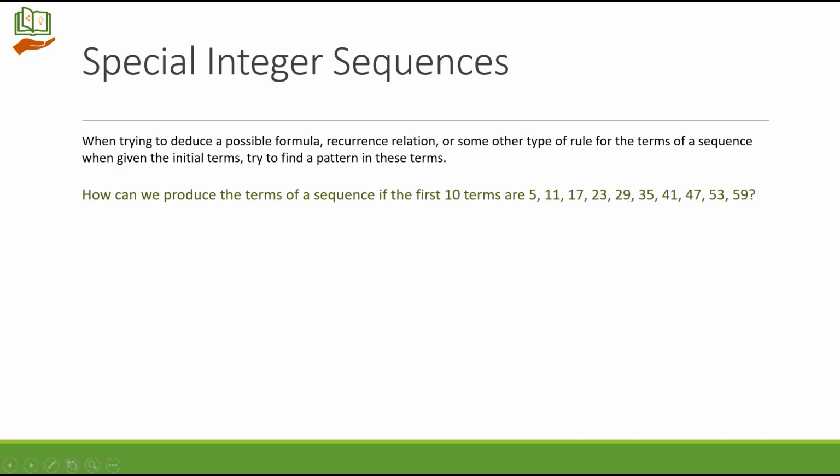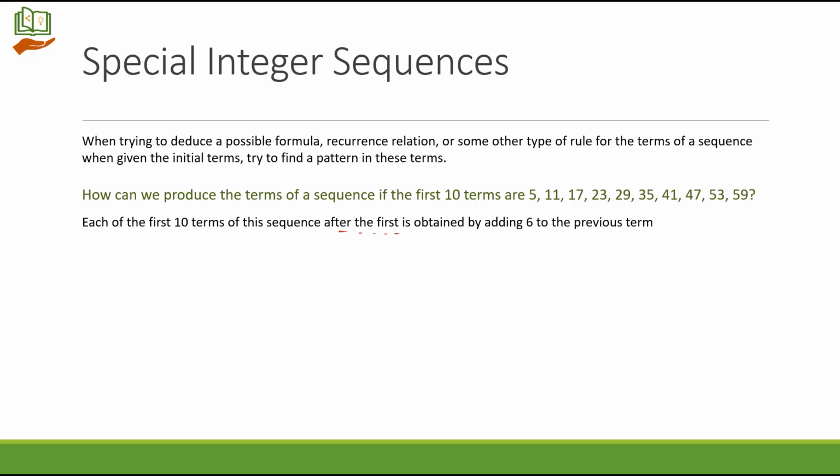5 plus 6 will give you 11, 11 plus 6 will give you 17, 17 plus 6 will give you 23, 23 plus 6 will give you 29, 29 plus 6 will give you 35, 35 plus 6 will give you 41, 41 plus 6 will give 47, 47 plus 6 will give 53, 53 plus 6 will give 59. So you are adding 6 to every term starting with 5. Each of the first 10 terms of the sequence after the first is obtained by adding 6 to the previous term. From here we are adding 6.